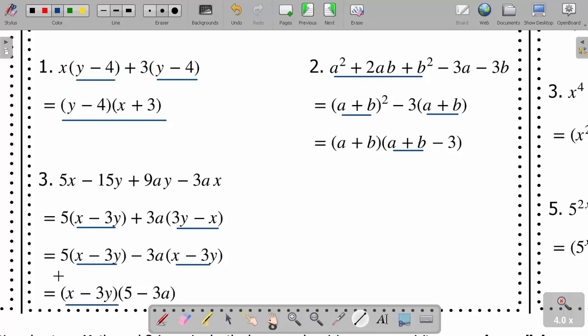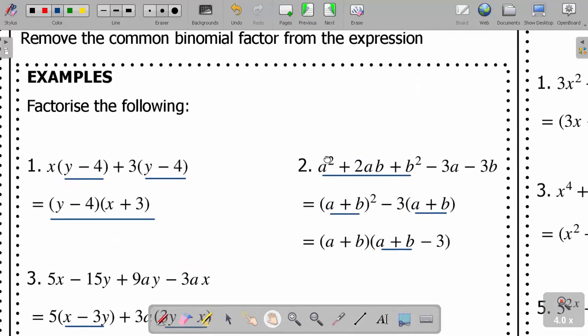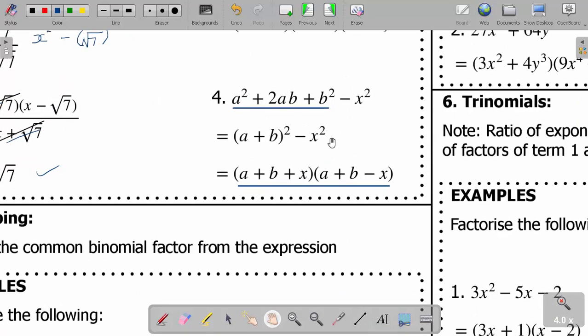And then left with what? Left with this 5, then minus 3a. That's why it is 5 minus 3a. That's my answer here: x minus 3y into brackets 5 minus 3a. Hope you understand. Let us continue. That is called grouping. Okay, let us proceed.